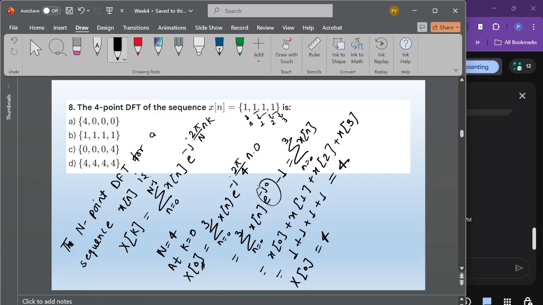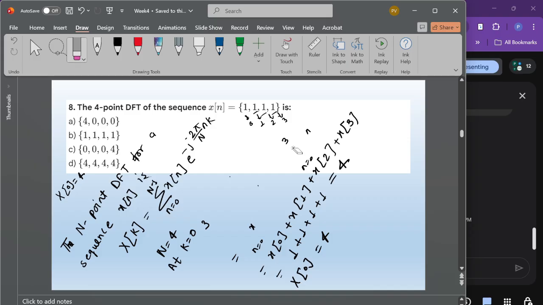Okay, now similarly we need to calculate for k equal to 1, 2, 3, the other values, right? So here X of 0 that we have is 4. Now I am just removing this from here so that we can calculate for the other k values.